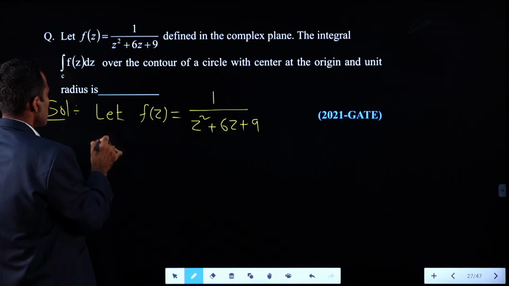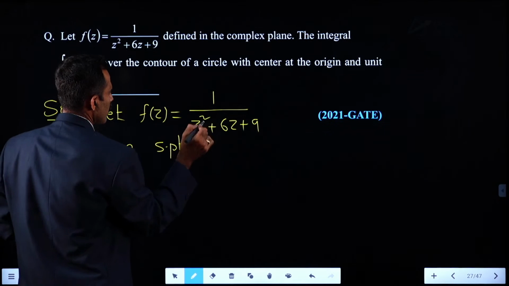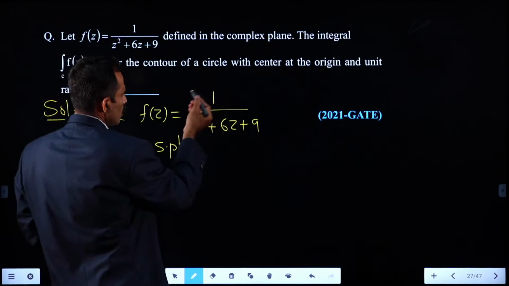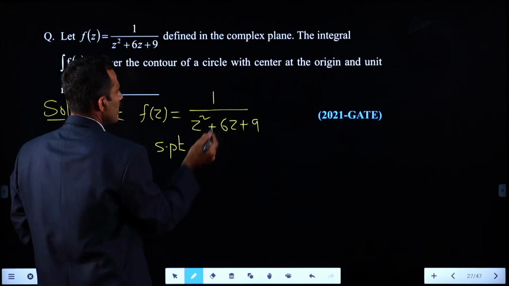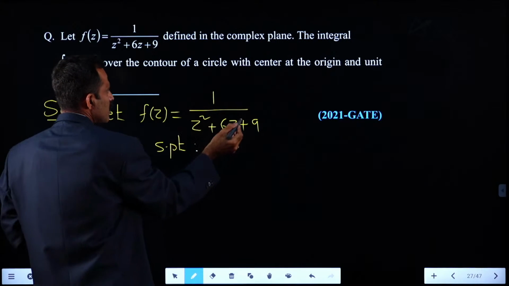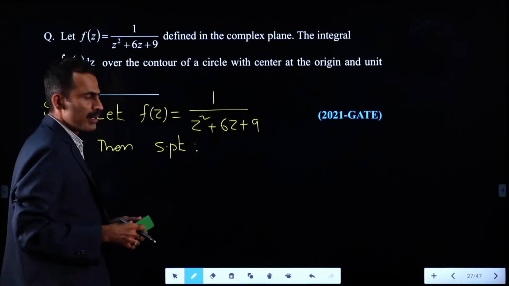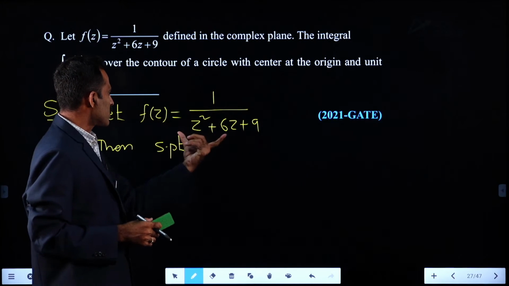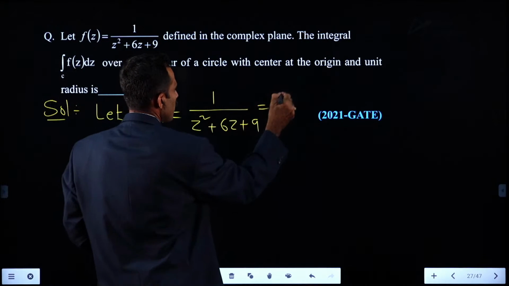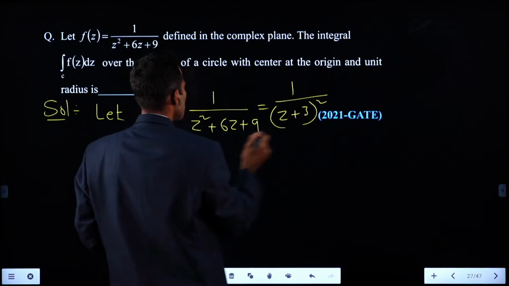Next, the second step is finding the singular points. To find the singular points, just look at this, something by something. This is defined for all values of z except where the denominator is equal to 0. Whenever this is 0, this becomes infinite. That is why, to find the singular points, equate the denominator to 0 and solve for z. It is also the same as z plus 3 whole square. It is a perfect square, a quadratic expression in the form of a plus b whole square, that is, a square plus b square plus 2ab.